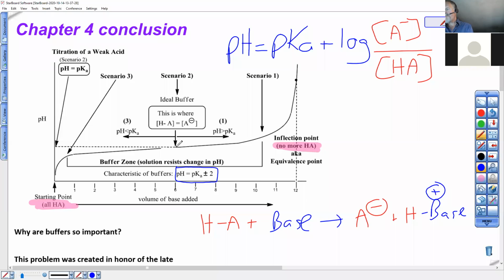And that's the time where HA is equal to A minus. The concentrations are equal. Do the math. If you put a number here, pick a number, any number, say 4. 4 over 4 is 1. Log of 1 is 0. pH equals pKa. So right here, the pH equals pKa because you're at the halfway point. So that's the nice use of this titration curve.